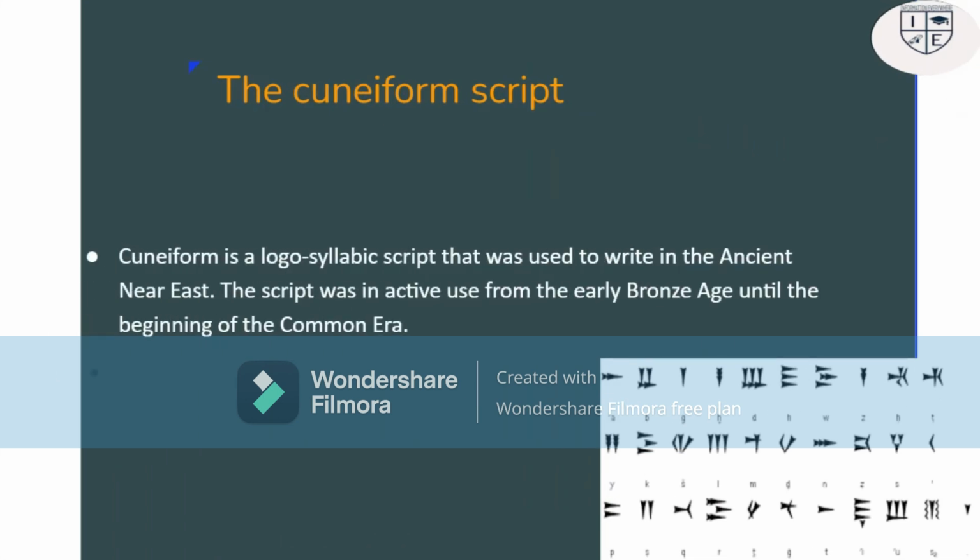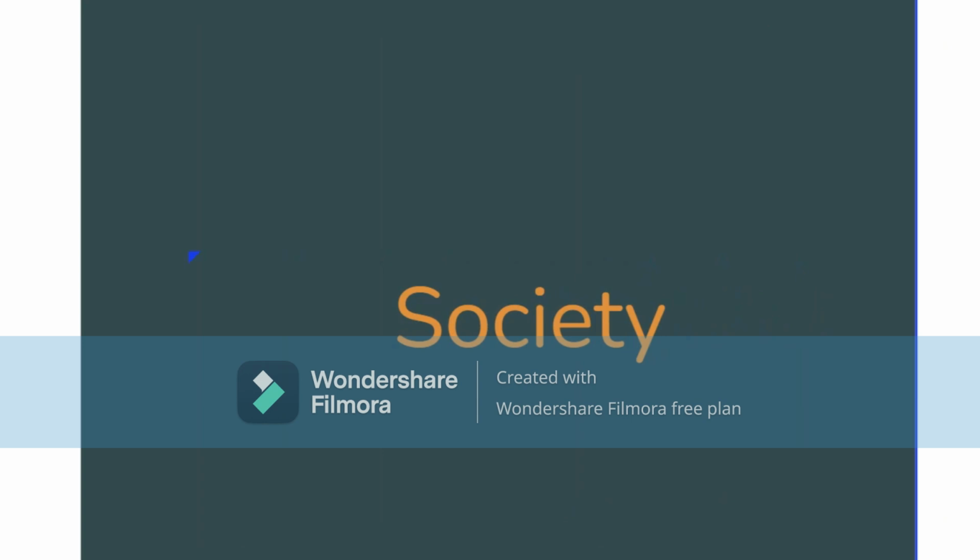The cuneiform script. Cuneiform is a logosyllabic script that was used to write in the ancient Near East. The script was in active use from the early Bronze Age until the beginning of the Common Era. A logosyllabic script is a script in which there are logos, different types of logos, like you can see over here. This is a type of logo, and it denotes a syllable. This is known as logosyllabic script, and to this day we cannot decode the cuneiform script completely.